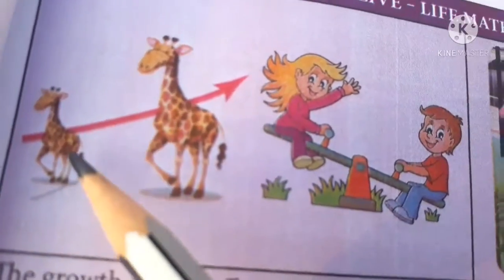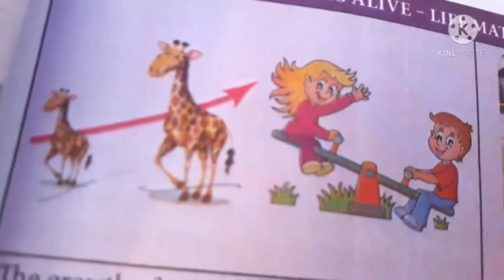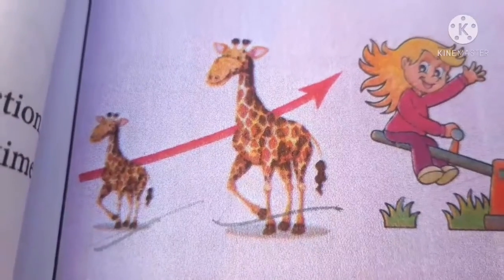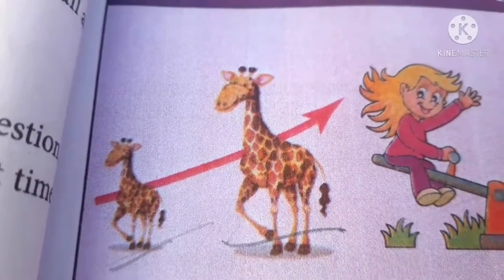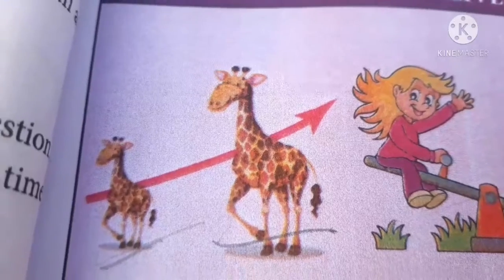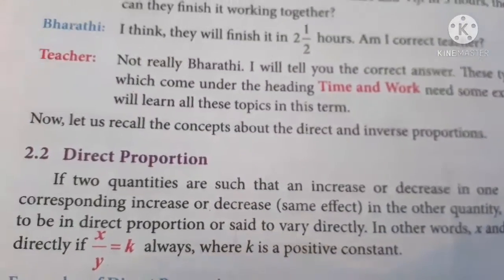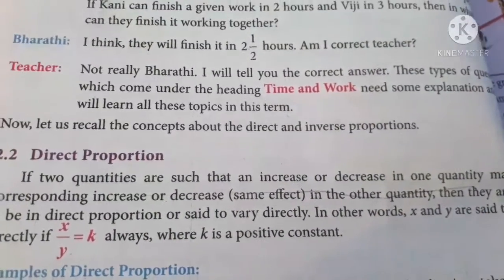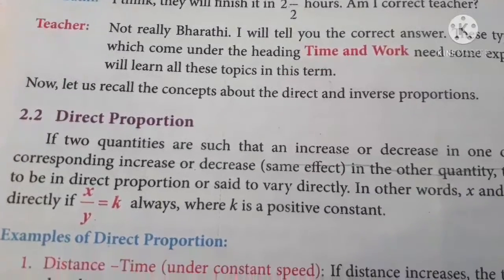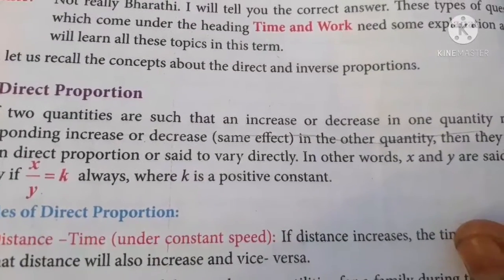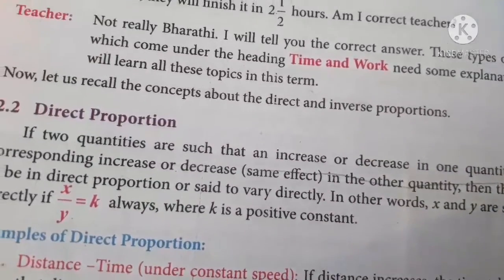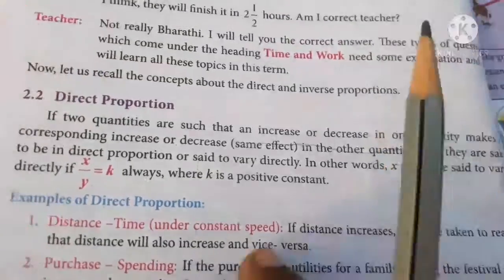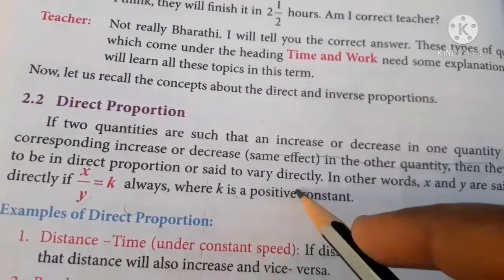A giraffe, this is a mom giraffe and this is a baby giraffe, okay. So the ratio between them will be called direct proportion. That is how the ratio of the height will be the direct proportion. That is what they are saying in the first line. If two quantities are such that an increase or decrease in one quantity, whatever quantity it may be, causes an increase or decrease in the other, you can form a direct proportion from that. So the quantities are said to be in direct proportion or to vary directly.